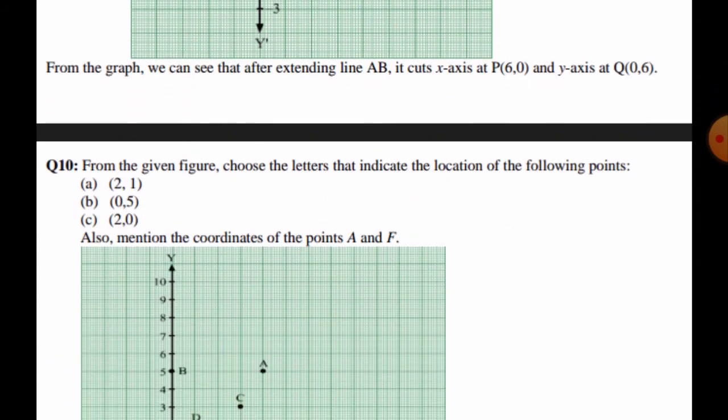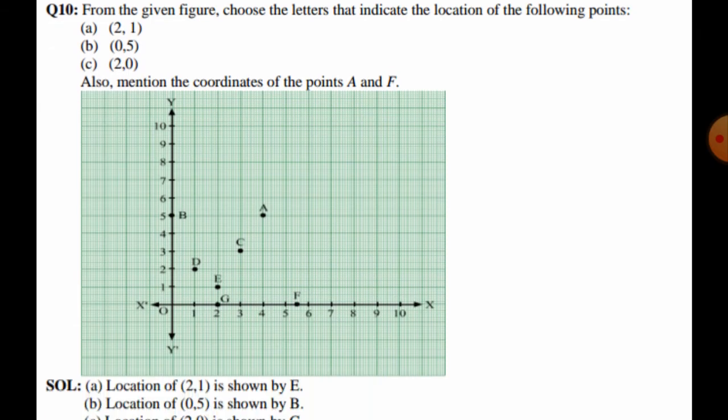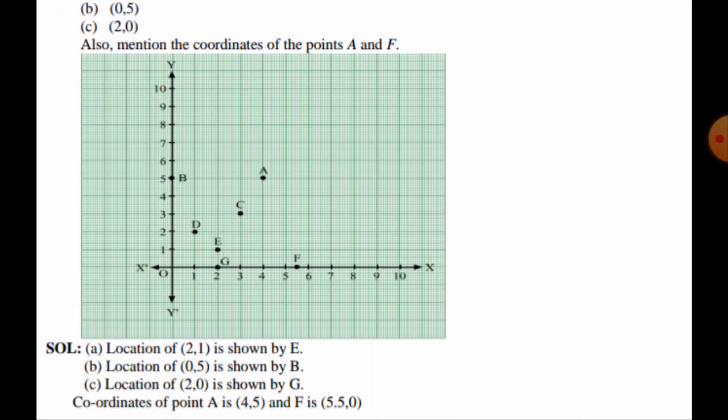Now similarly, see question number 10. From the given figure, choose the letters that indicate the location of the points A (2, 1), B (0, 5) and C (2, 0). Also mention the coordinates of points A and F.